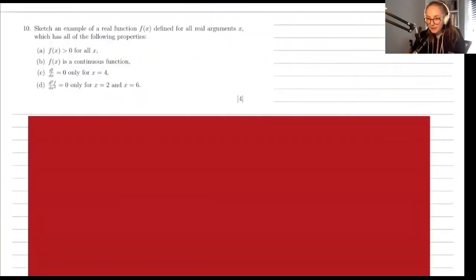Okay, this next question is slightly different. This one isn't looking for a specific graph exactly, it's looking for us to understand what different elements of a graph actually mean. Namely, the term continuous, and it wants us to understand what the first and second derivative actually tell us about a graph.